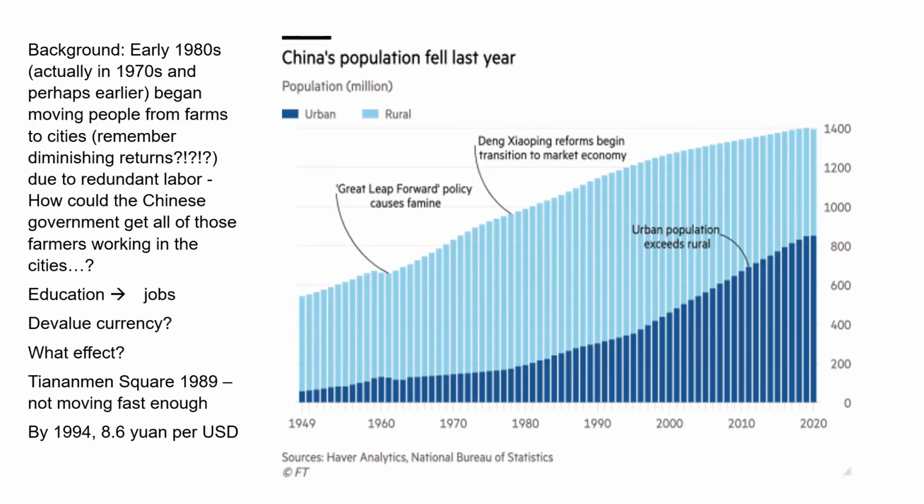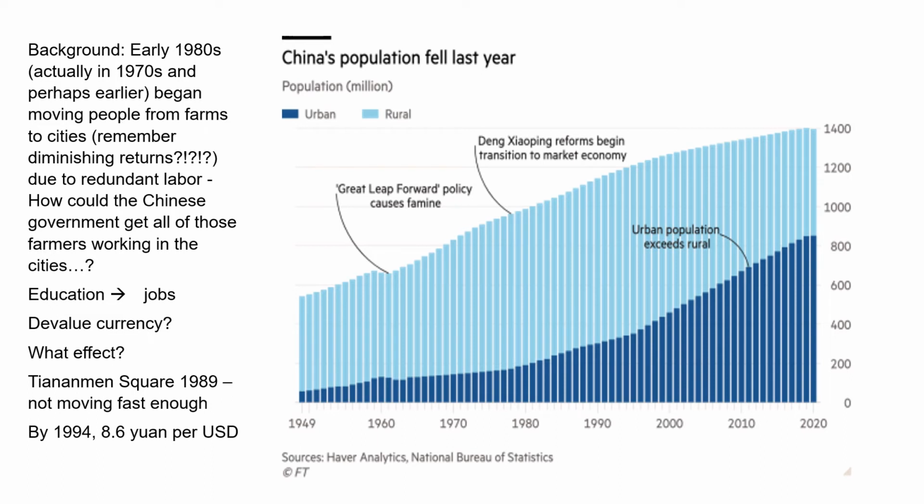So once again, the backstory, if you will, in the early 1980s, actually again it was in the 70s, as I mentioned before, and before that perhaps even, they began moving people from farms to cities. Remember that whole concept of diminishing returns. If you have too much labor, then you reach the point of less than zero total returns, so they had no choice, or at least they saw this as a losing proposition. So move the people off the farm.